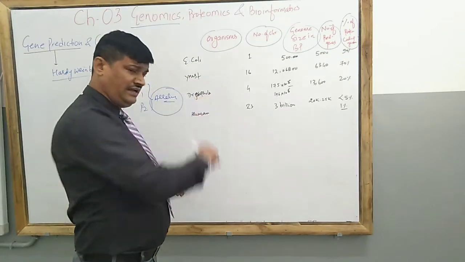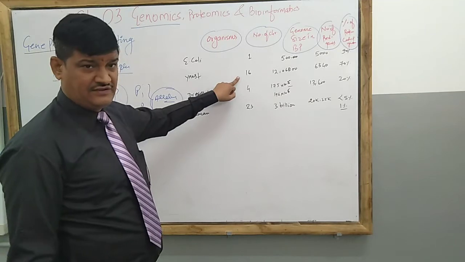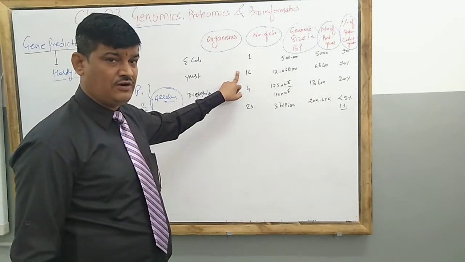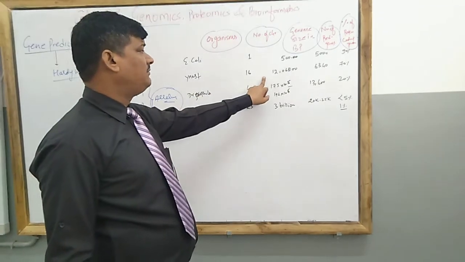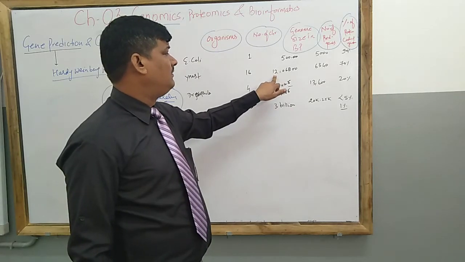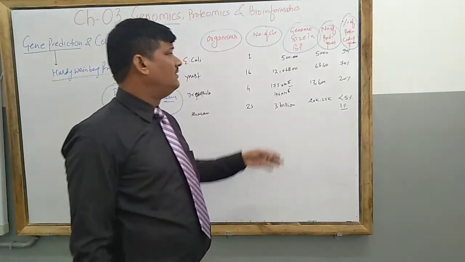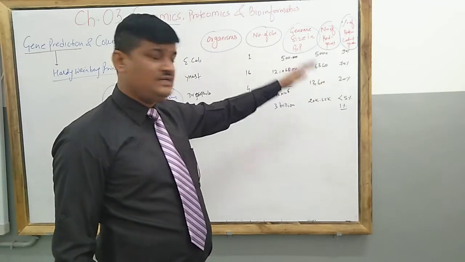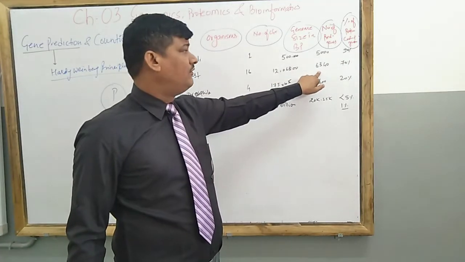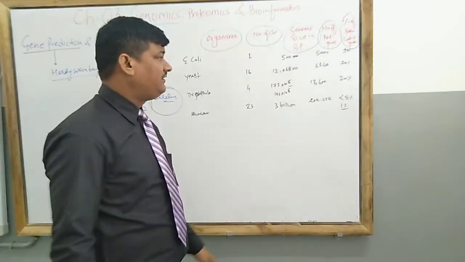Come to the yeast, Saccharomyces cerevisiae, where the chromosome number is 16. Here it is the haploid set of chromosomes; we are not telling the diploid set. The base pair number is 1206800, and the predicted number of genes in Saccharomyces cerevisiae is 6340, and the percentage of the genome taking part in protein is 73% only.